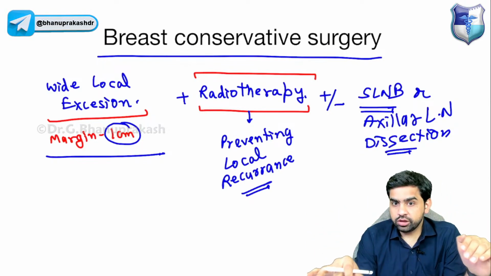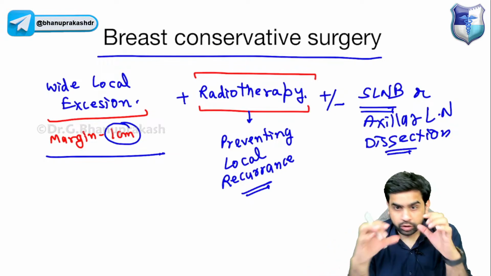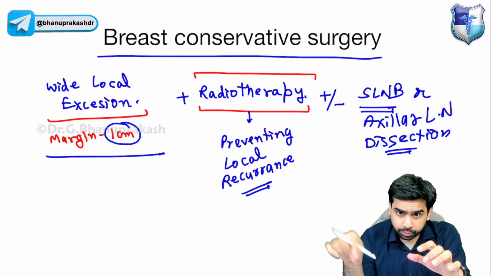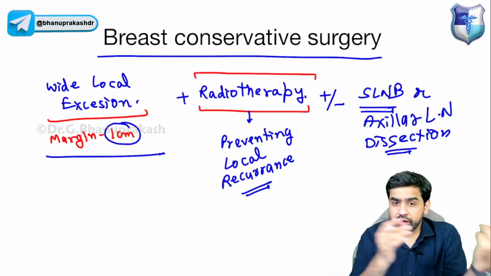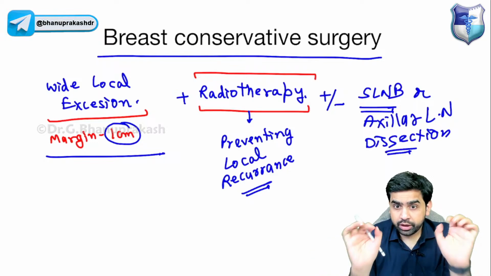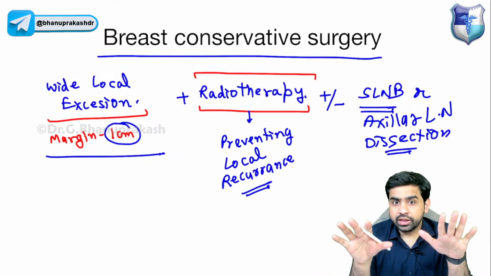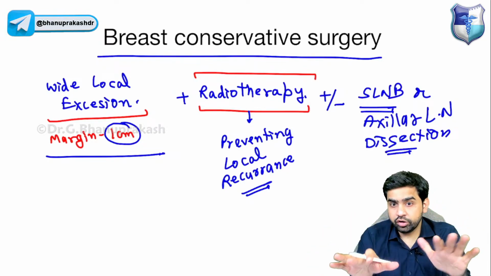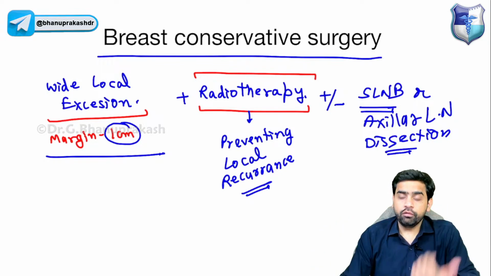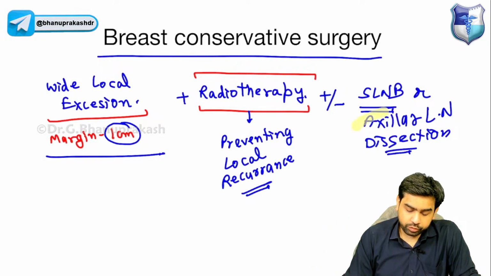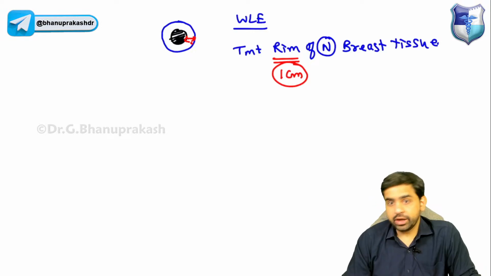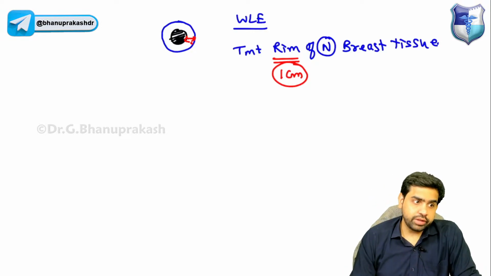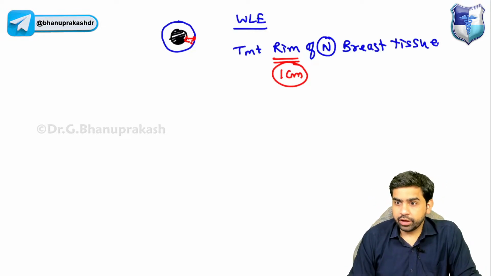What are we doing in breast conservative surgery? We are doing a wide local excision of the tumor, and along with that, you remove a rim of normal tissue. What is the margin taken? 1 centimeter is taken. We give radiotherapy to these patients. How does radiotherapy help? It prevents local recurrence. And along with this, you perform an axillary lymph node dissection, or may not, depending on whether the lymph nodes are enlarged or not. I hope you are able to understand this point.